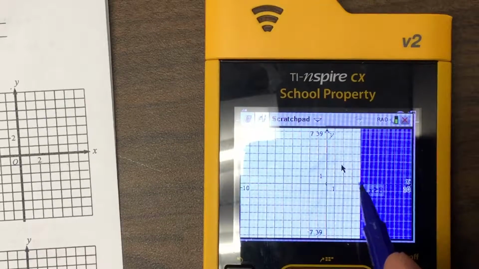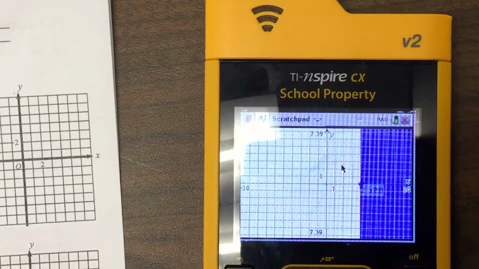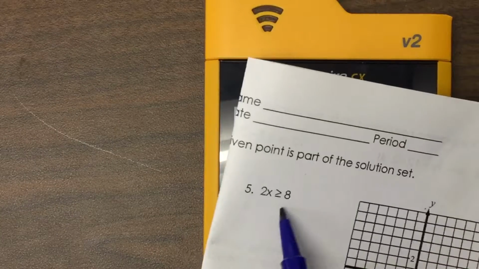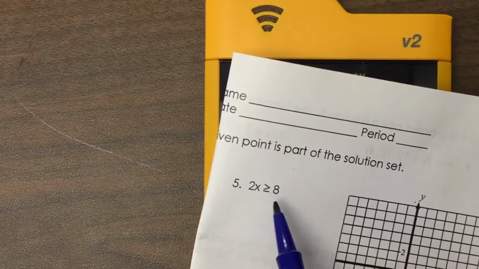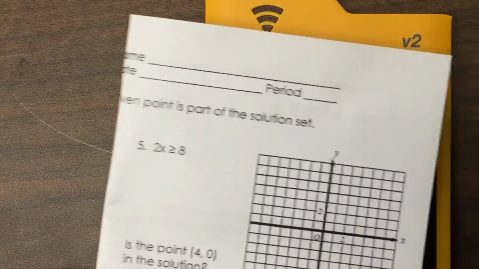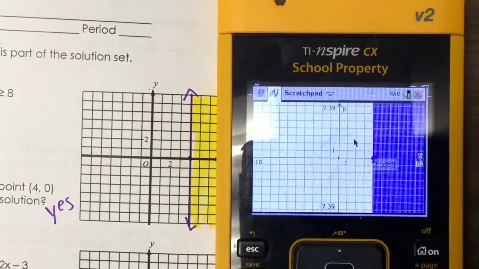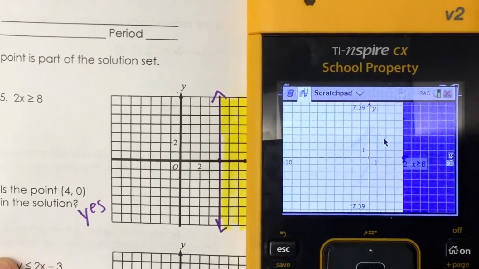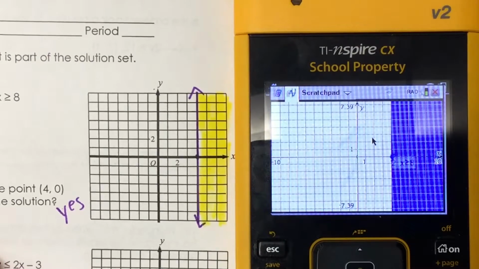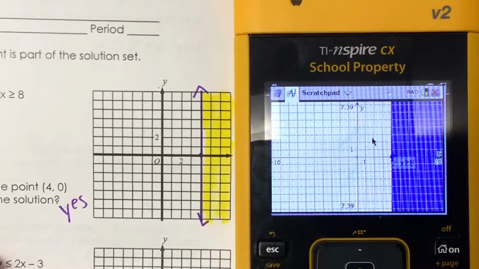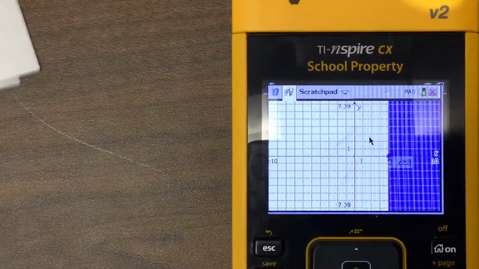So that all comes down to, is it a solid line or a dotted line? According to that line underneath your inequality, it is a solid line. So that is a yes as well. And there is my graph. I'll put them side by side so you can see the calculator and the one I did. Okay? And now number 7.